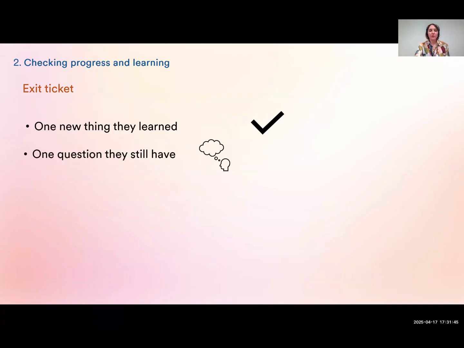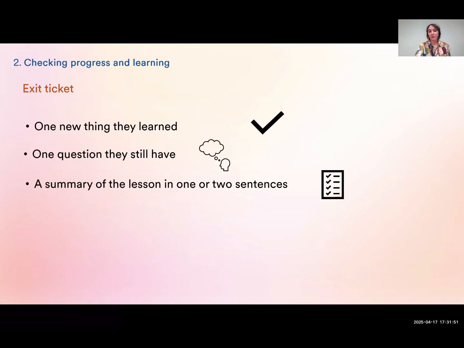Okay, so another way of checking progress and learning in the classroom is using exit tickets. Someone called them exit cards earlier. I believe they're referring to the same thing. So you can ask them for one new thing they've learned. What is something that you learned during this lesson? One question that you still have, if you're still unsure about anything, and a summary of the lesson, for example, in one or two sentences.